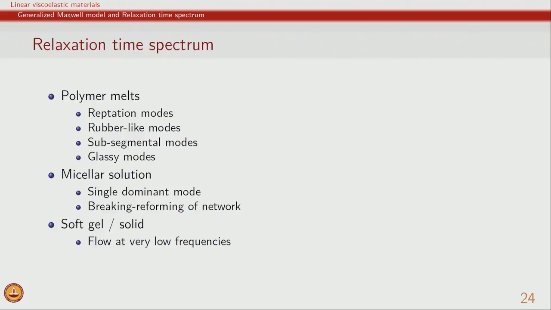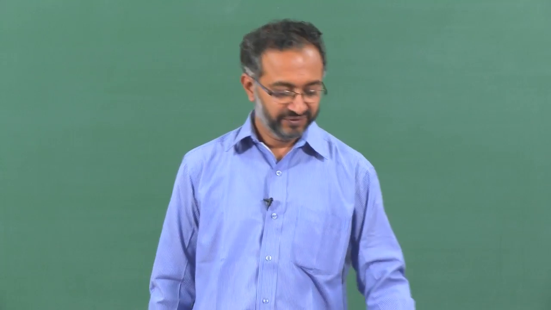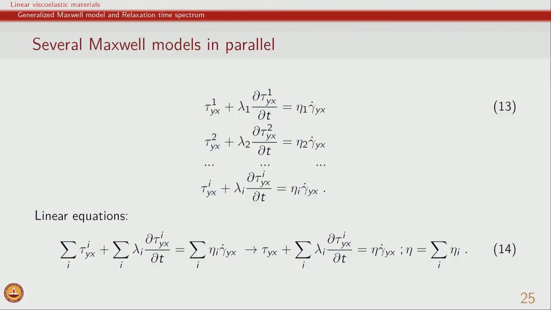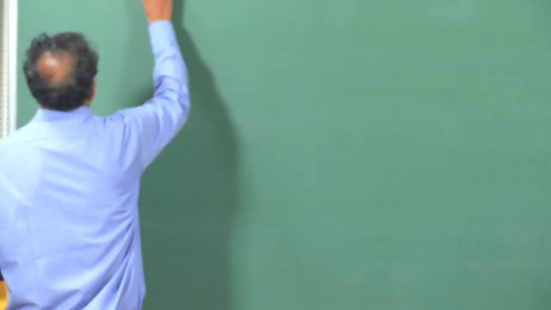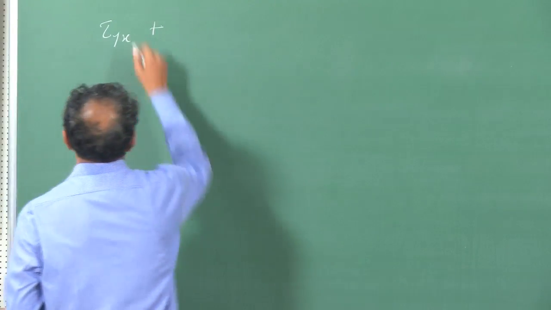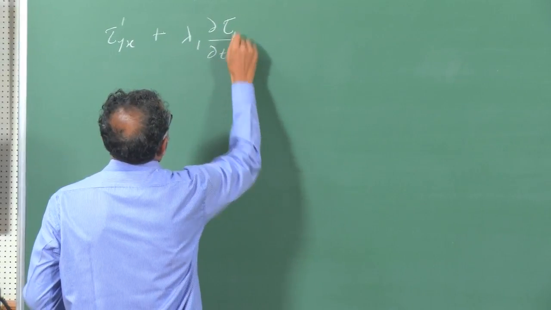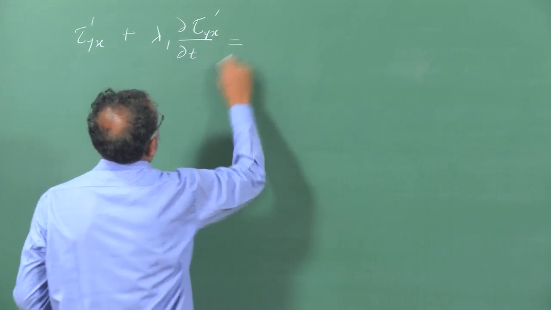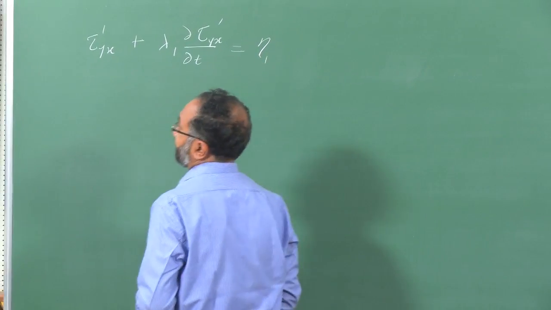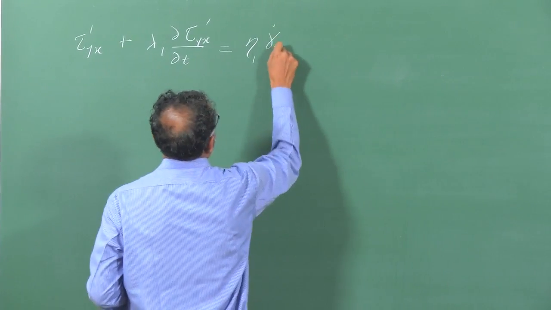And we saw that how the relaxation modes can be interpreted as belonging to certain types of responses in the material. So, this idea can be captured by using several Maxwell models in basically parallel to each other. So, we have been saying that one particular Maxwell model in that case will just have the response that we have been talking about, eta 1 gamma dot yx.